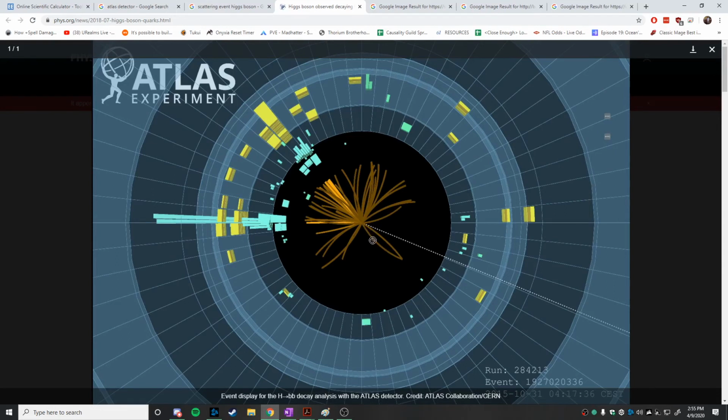Notice that one of these particles curves to the left, and one of them, well, however you want to think about it, if it's moving this way, I guess you'd say it curves left, and the other one curves to the right.